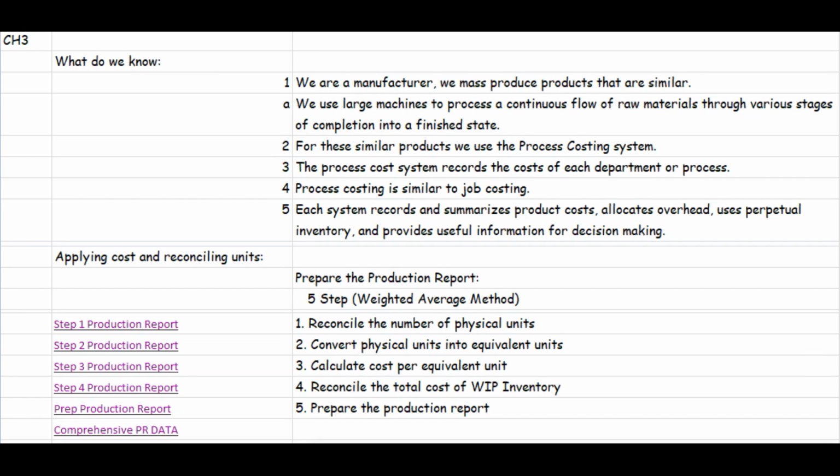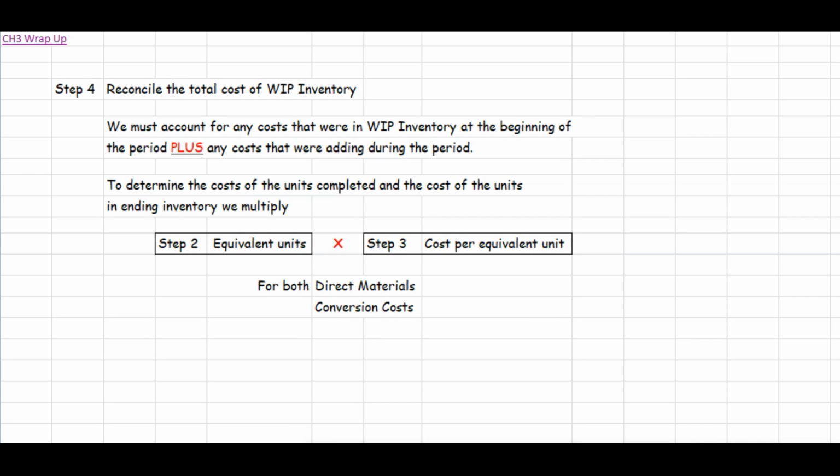Okay, so let's finish up our production report with steps 4 and 5. Step 4, we're going to reconcile the total cost of work in process inventory. Here's the tab for reconciling the total cost. We must account for any cost that was in work in process inventory at the beginning of the period, plus any costs that were added during the period.